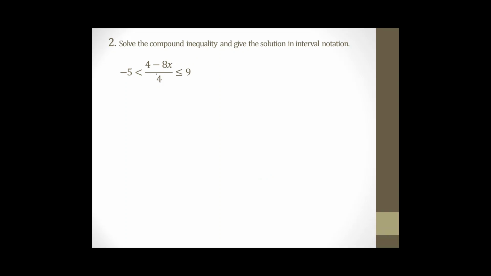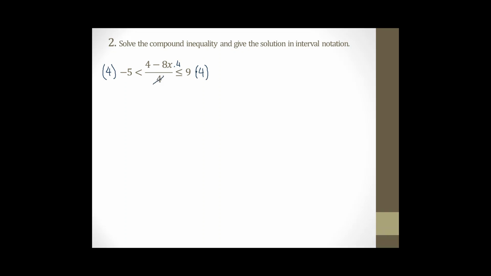To eliminate this 4 in the bottom, I'm going to multiply by 4. Because if I multiply by 4, this 4 on top and in the bottom would cancel out to be 1. So that's my goal. I'm trying to eliminate it. But what I do to one part of the compound inequality, I'm going to have to do to all the other parts as well. And a compound inequality has 3 parts.